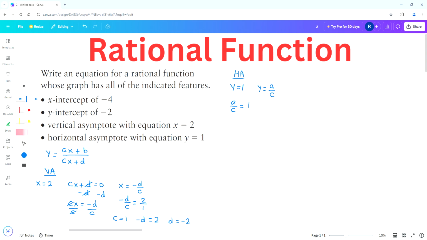The denominator of 1 is 1. So from this equation, we can conclude that c can be equal to 1, which is also the value we got from the vertical asymptote analysis, and a is equal to 1. So we have found the values of a, c, and d. Next, we can find the value of b by doing the analysis for the x-intercept.